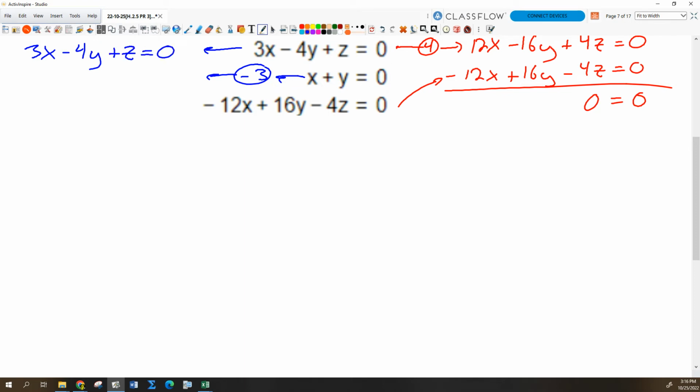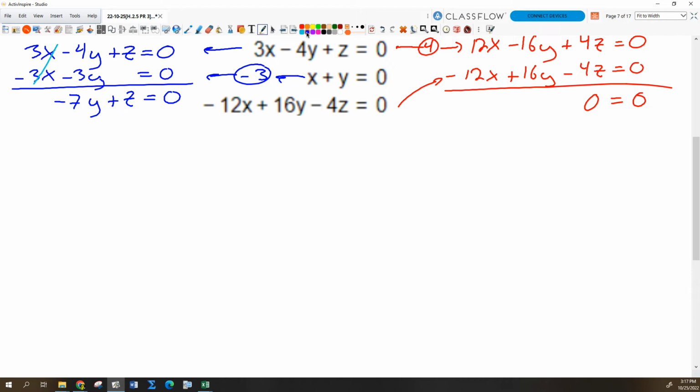That one's -3x minus 3y equals 0. And if I add those up, the x's cancel, and look what happens. I get -7y plus z equals 0. Okay? We'll just leave that one there for a second.